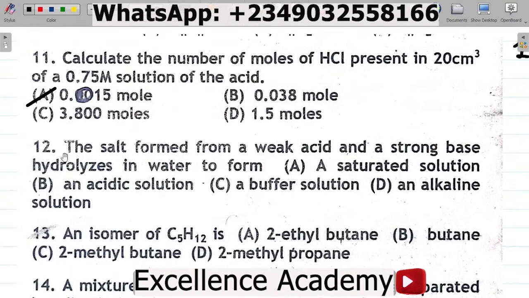All right. Number 12. Number 12 says the salt formed from a weak acid and a strong base hydrolyzes in water to form A, a saturated solution, B, an acidic solution, C, a buffer solution, D, an alkaline solution. The answer to this question is D, right? It hydrolyzes in water to form an alkaline solution. All right, so take note. That's the answer to this question.